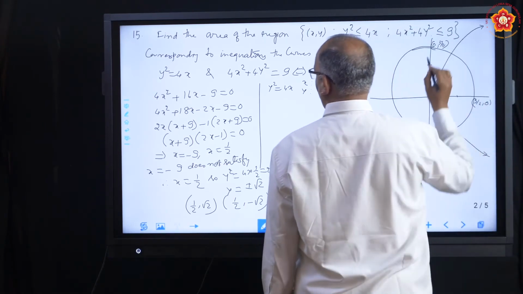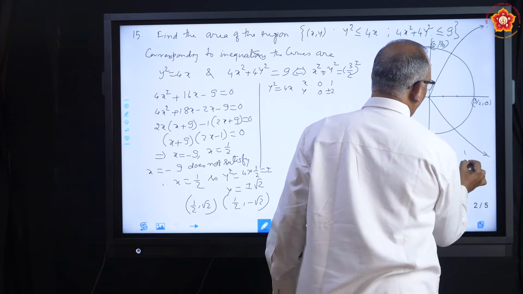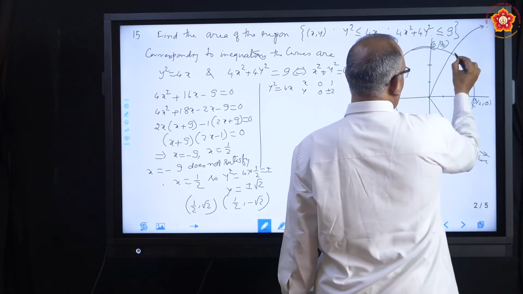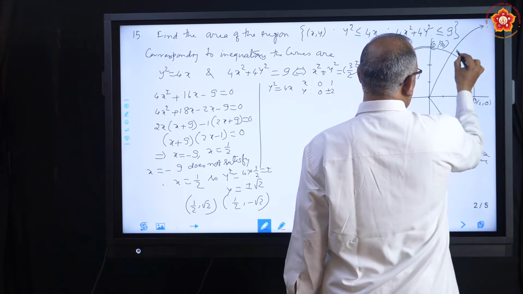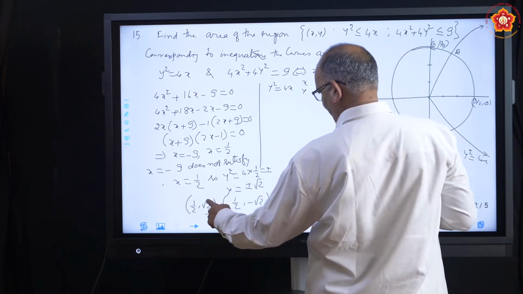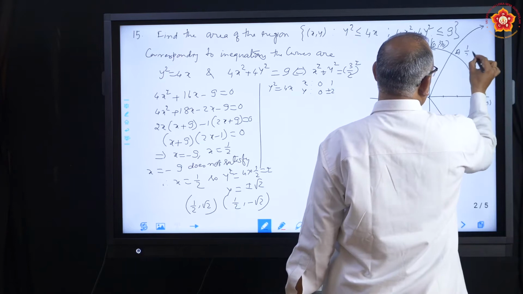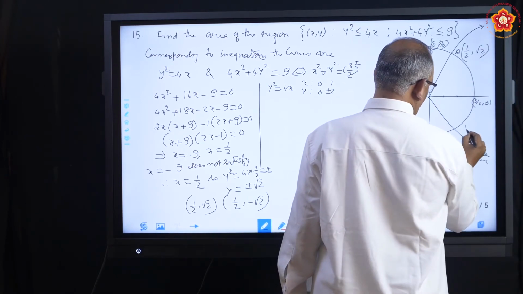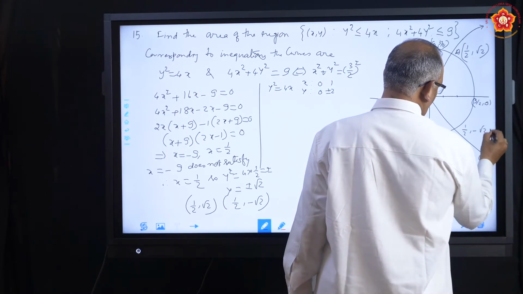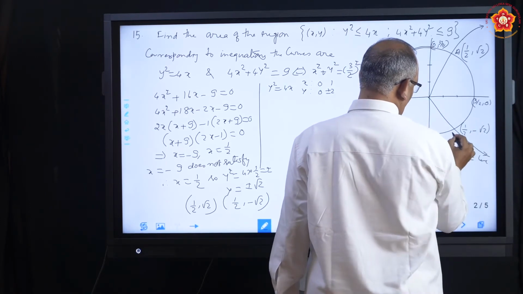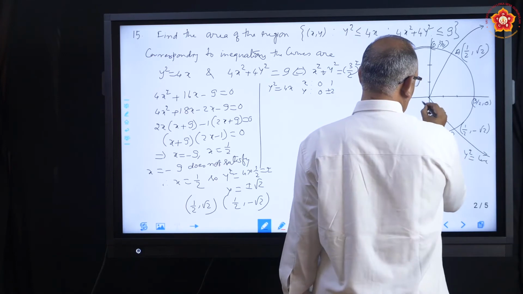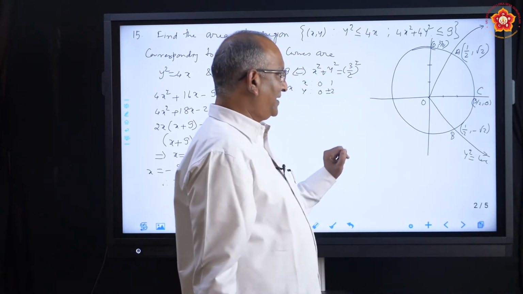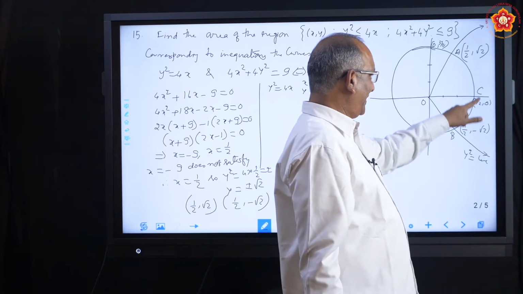See, this is a parabola which is y square equal to 4x. Let us say this is the point, we can call it A. What are the coordinates? Half comma root 2. Similarly, this is half comma minus root 2. Let us say this is A, this is B, this is O, this is C. What we require is this area OACB.